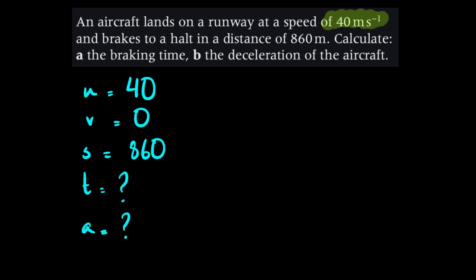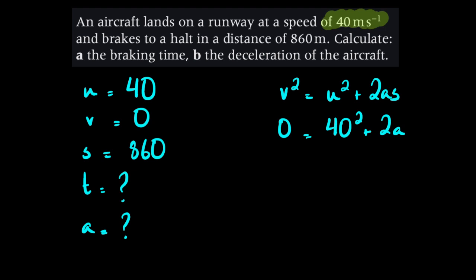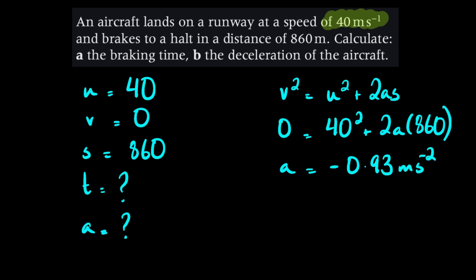So do we have an equation which involves u, v, s, and a? We do. It's v square equals u square plus 2as. v is 0, so the square of 0 will also be 0. So 0 equals 40 square plus 2 times a, which is what we want to find, and s is 860. When you do the math, this is negative 0.93 meters per second square.